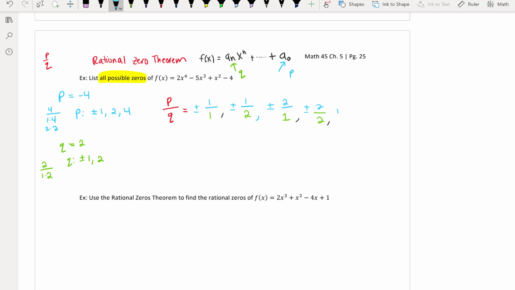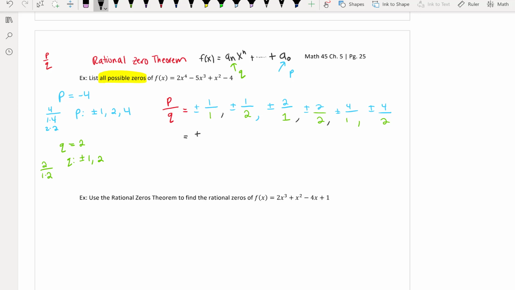And I have my plus or minus 4 over my 1. And I also have my plus or minus 4 over my 2. So notice how up on top my numerators are those different choices of 1, 2, and 4, versus the bottom, the denominator, my different choices are 1 and 2. So 1 and 2, 1 and 2, 1 and 2. So let's simplify this a little bit.